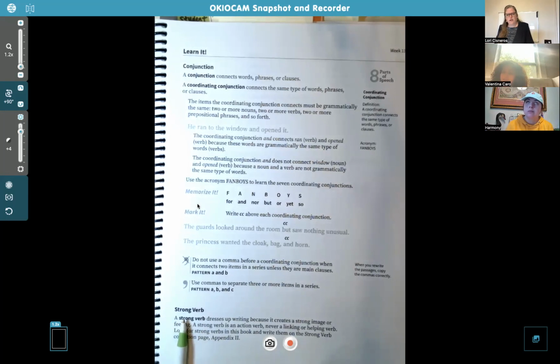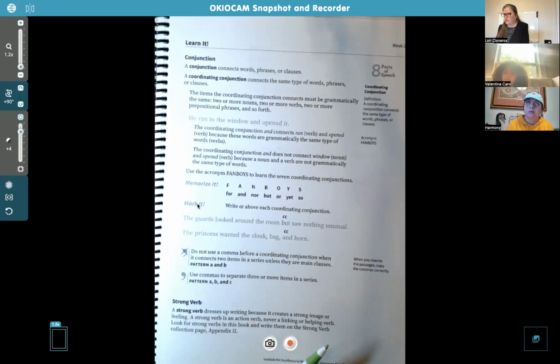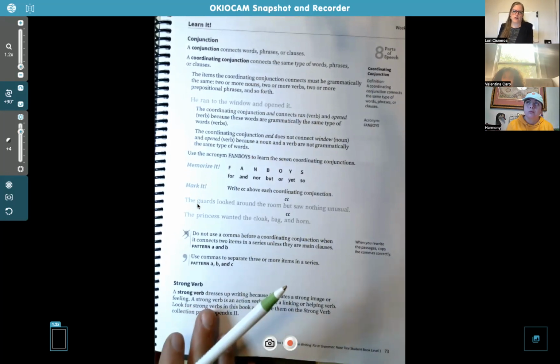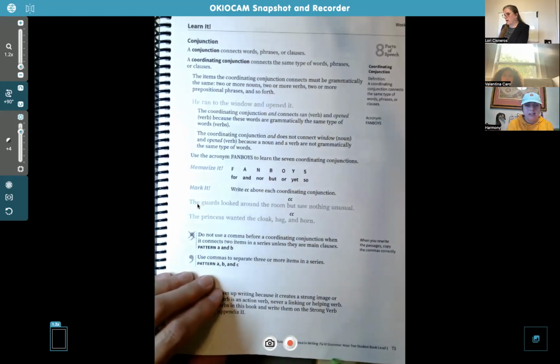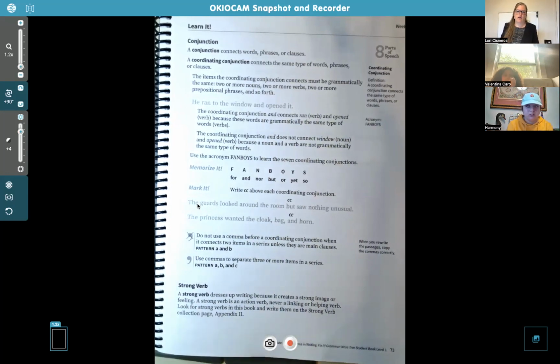And then down at the bottom here, it's talking about the strong verb. We've been talking a little bit about this in our writing part of class. A strong verb dresses up writing because it creates a strong image or feeling. A strong verb is an action verb, never a linking or helping verb. Look for the strong verbs in this book and write them on the strong verb collection page, Appendix 2. That's optional. If you want to make a list as you're coming across some good strong verbs, you can at the back of the book. There's a place on Appendix 2 in the back. You can make a list.